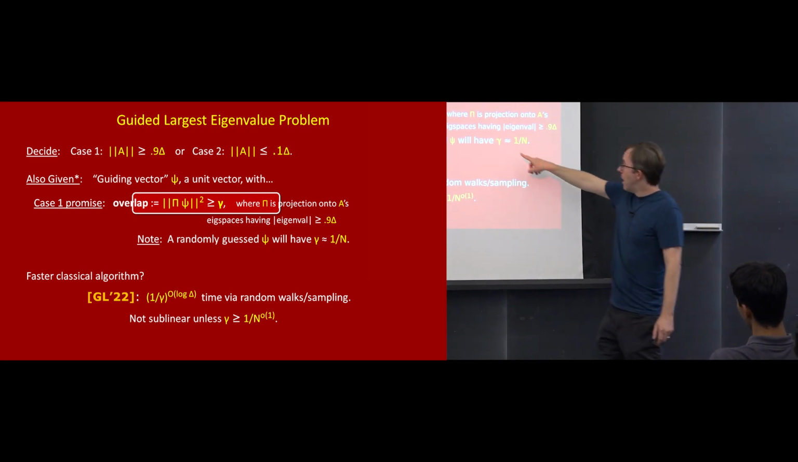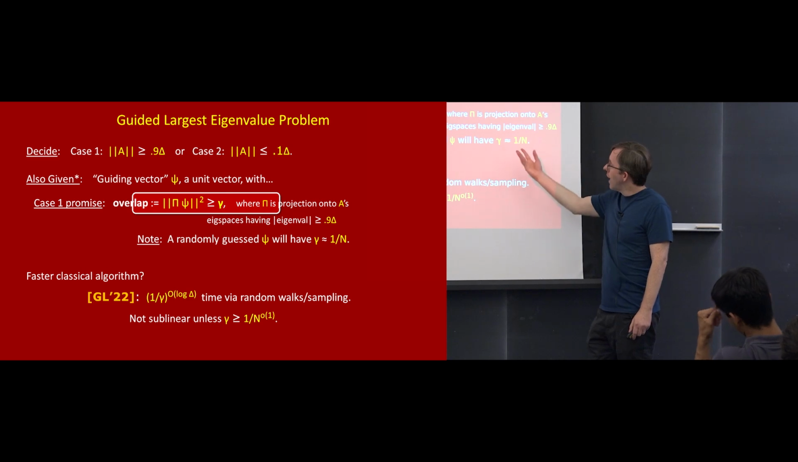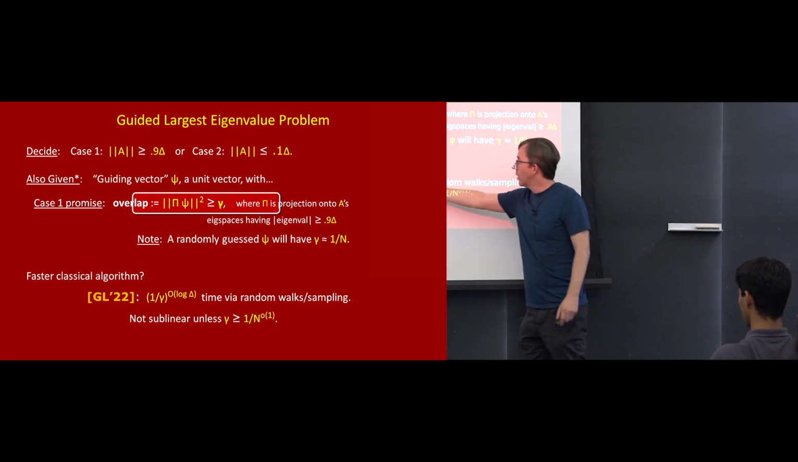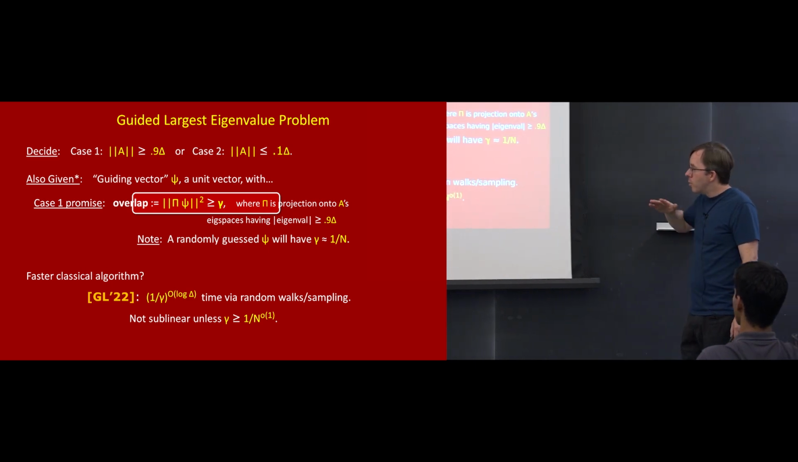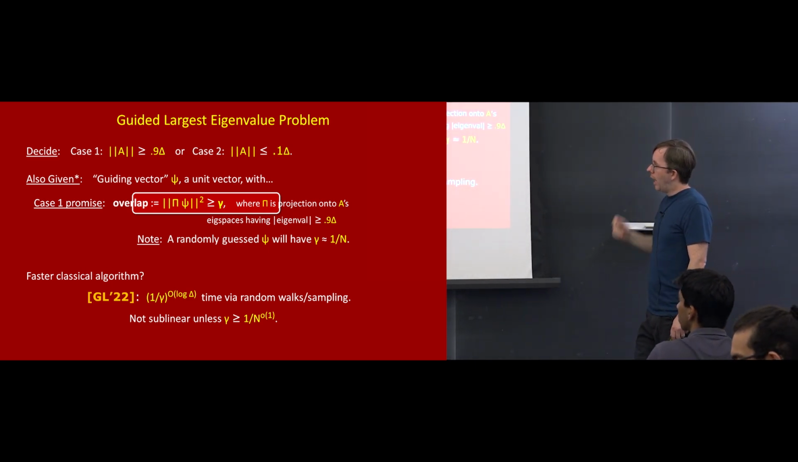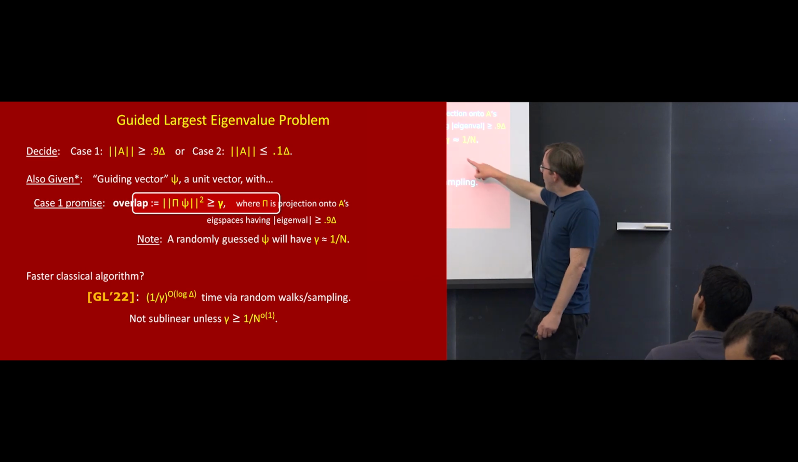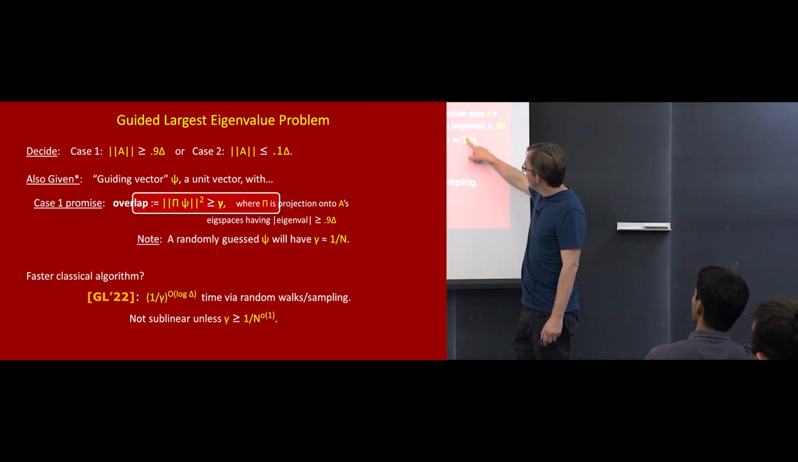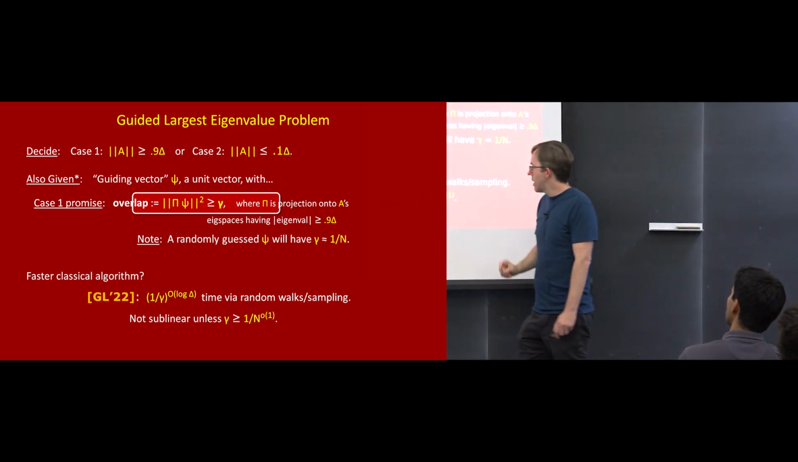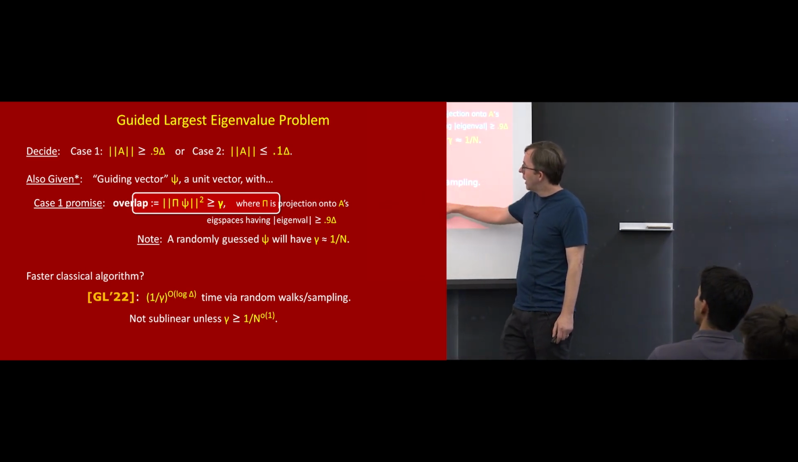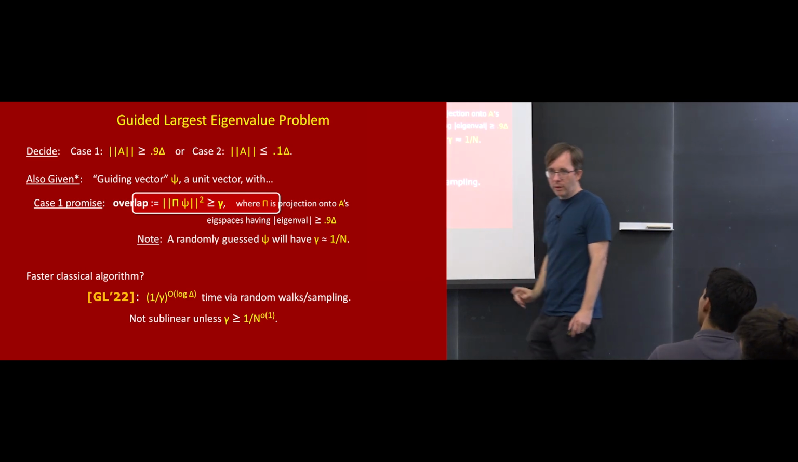If gamma, this guiding vector's overlap, is quite large, then this could be a fast algorithm. Like if gamma is constant, this would be polynomial time. Sorry, it would be polylog time. On the other hand, if gamma is just mildly bigger than 1 over the dimension, then this will not be better. In fact, it'll be worse than the power method. So it's not really any improvement unless gamma is really quite big, like 1 over n to the little o of 1.